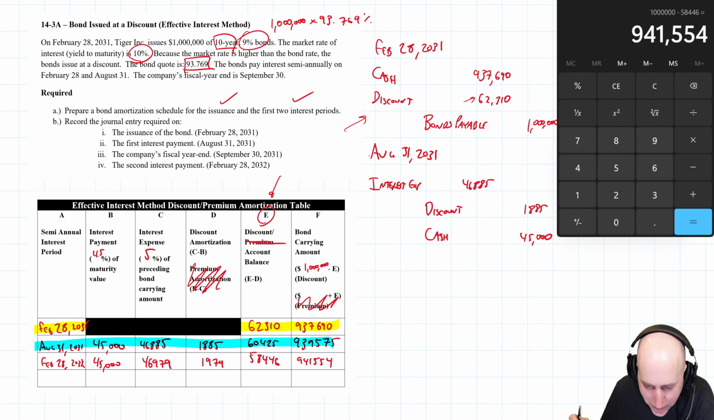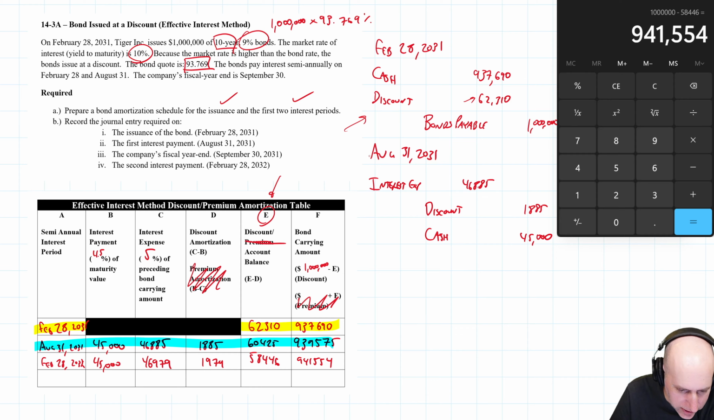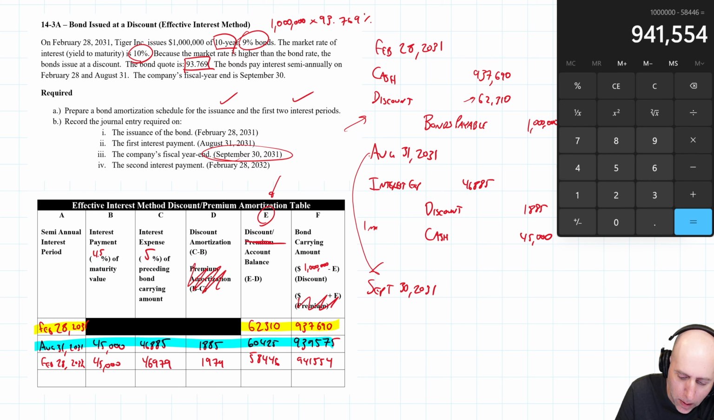Let's continue. So it was August 31st, 2031. The next relevant date is our fiscal year end, which is September 30th, 2031. Kind of interesting. It's not a December 31st year end. That happens all the time. And that is 1 month later, right?